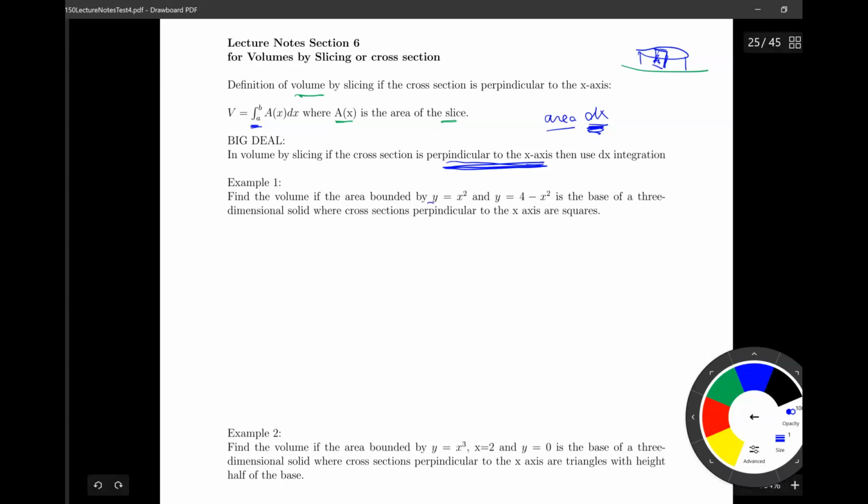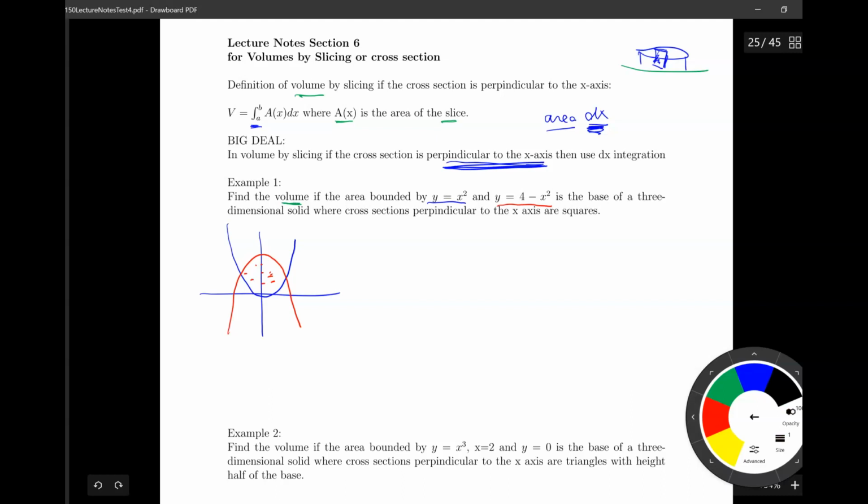So let's graph the base of our cake, because all cakes sit on a plate. So y equals x squared looks like this. And then y equals 4 minus x squared looks like this. So this here is the bottom of the cake. And the cake is popping up out of the paper, so I can't really draw it very well. You can use your imagination. So this three-dimensional solid, we're going to find the volume of.